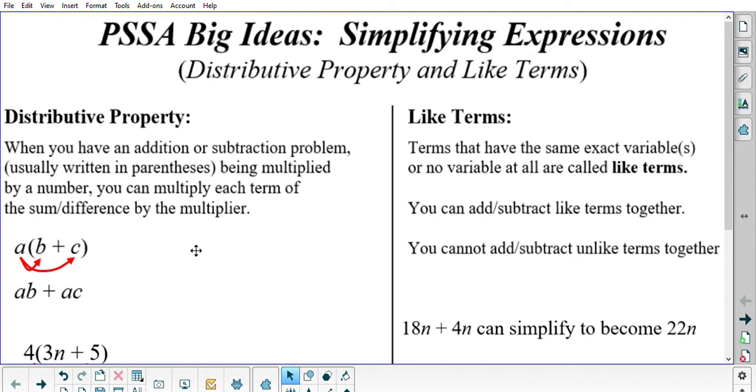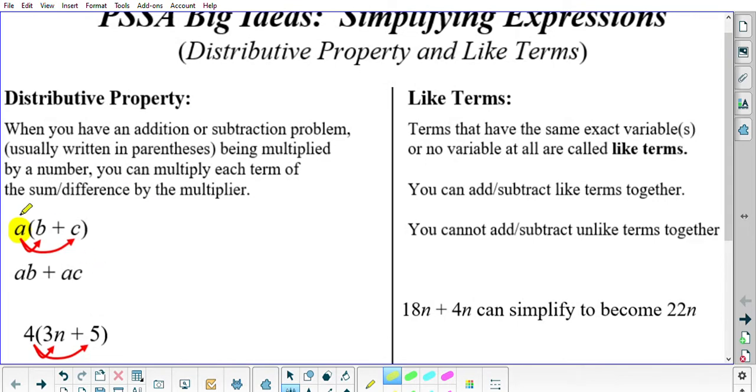So what is the distributive property? Well, you can take a look at this as I read it out loud to you. It says that whenever you have an addition or subtraction problem, usually written in parentheses, and then it's being multiplied by a number, then here's what you can do. You can multiply each term of that addition or subtraction problem by the multiplier that is sitting outside of the parentheses. I showed it first algebraically. The multiplier is a, and you can multiply it to both terms of the sum. A times b, which is ab, a times c, which is ac.